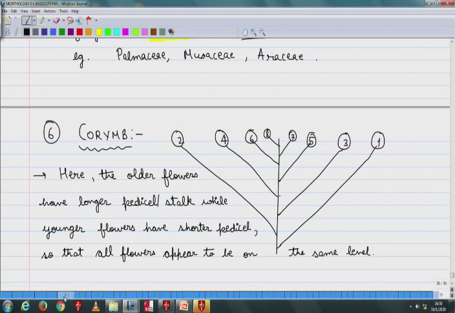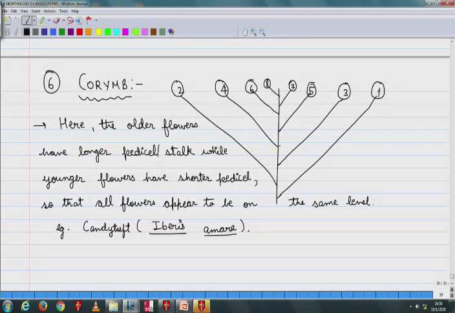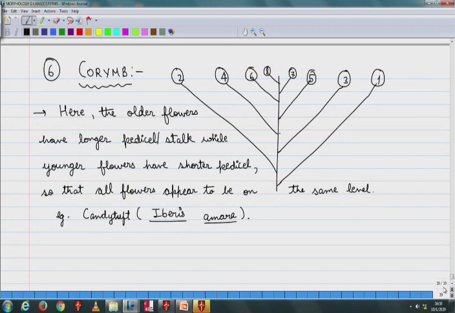Example, candy tuft. Not Candy Crush, candy tuft. Botanical name is Iberis amara.